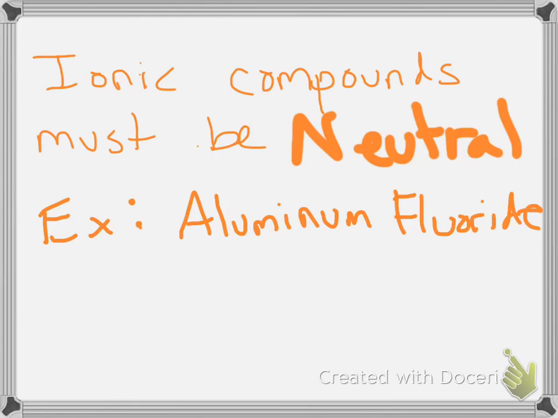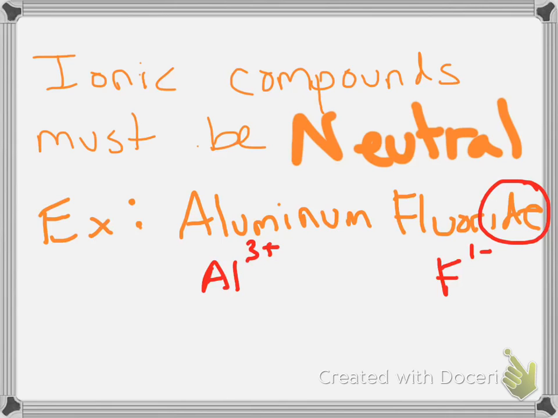So ionic compounds must be neutral, which means the total charge always needs to be 0. So what you do is you write your cation and your anion, and on your periodic table you should have the charges of each ion. So aluminum, if you look at the top of the column that aluminum's in, it should say +3 because aluminum has a positive 3 charge. And fluorine, if you look at the top of that column, it is a -1.